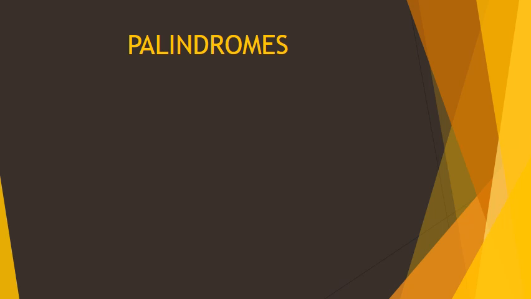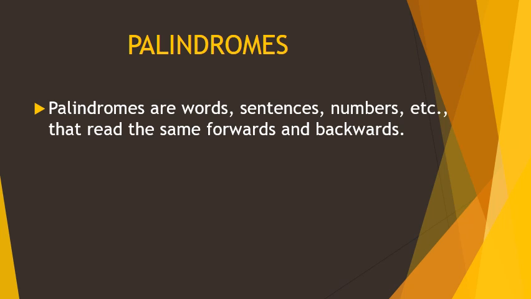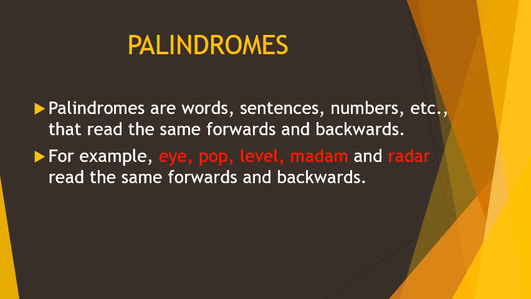Now children, before moving to the next question of exercise 13a, I would like to revise what a palindrome is. Children, you have already learned palindromes when we were doing lesson number 13. So let us revise it again. Palindromes are words, sentences, numbers, etc. that read the same forwards and backwards. For example, I, pop, level, madam, and radar. They read the same forwards and backwards.